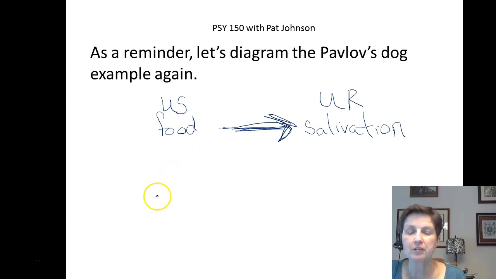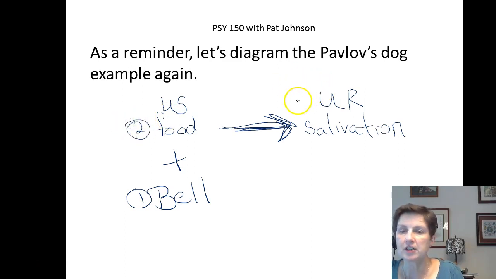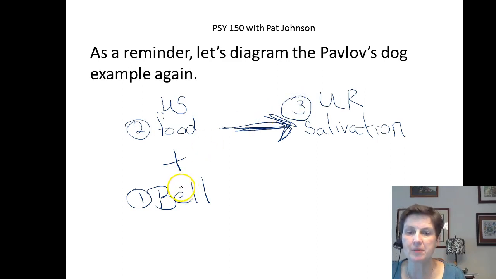Now remember, we're working backwards, so ask yourself, what preceded the food in the Pavlov's dog example? And what preceded the food was the noise or the bell. So the bell came first, and then we're going to put a plus sign because the bell was added to the food. The food came second, and then the dog salivated. That came third. And this happened a number of times.